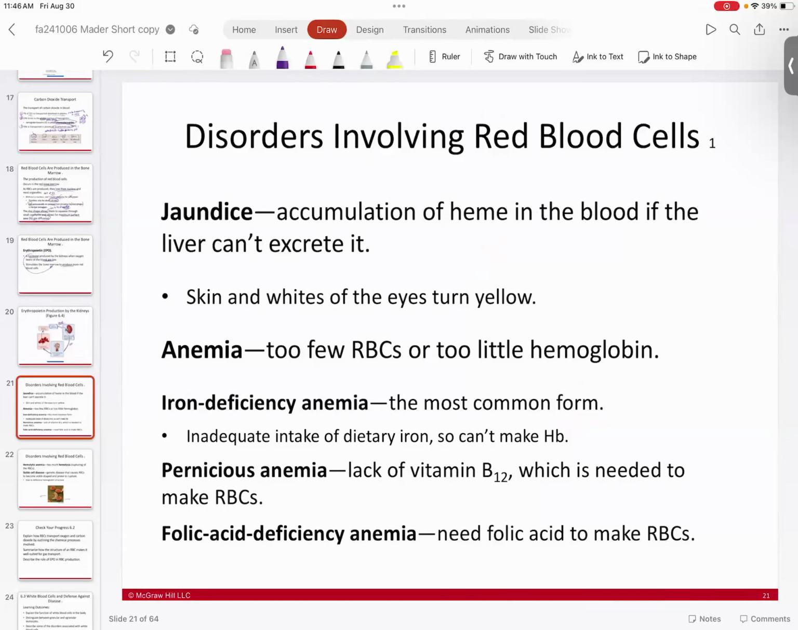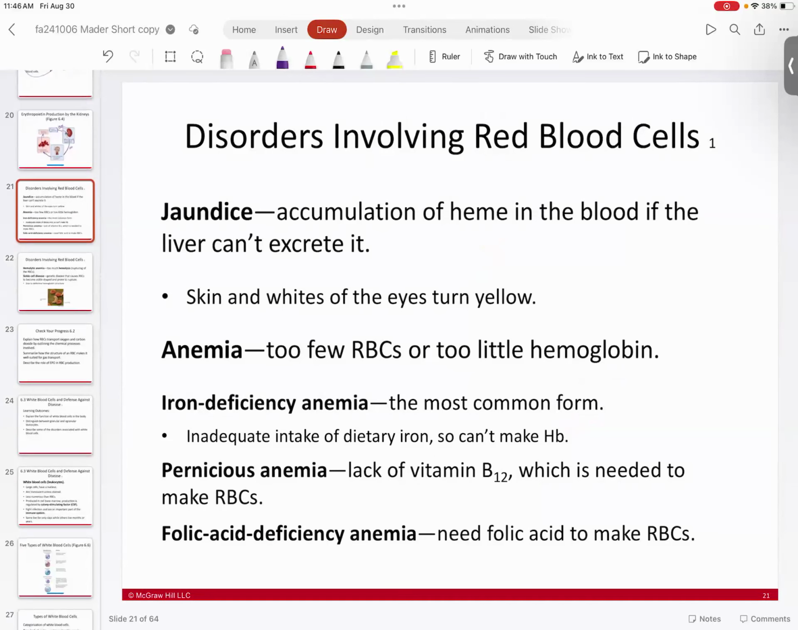So what about some disorders associated with this? What happens when things don't work? So jaundice is essentially the accumulation of heme in the blood. And you basically get the accumulation of heme due to red blood cell breakdown. So old red blood cells get broken down, and you recycle things, and so you recycle the heme. The heme itself is kind of a yellowish color, and so it'll be broken down into this yellowish color.